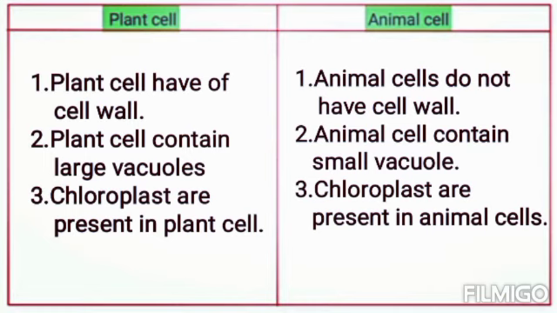Animal cell. First, animal cells do not have a cell wall. Second, animal cells contain small vacuoles. Third, chloroplasts are not present in animal cells.